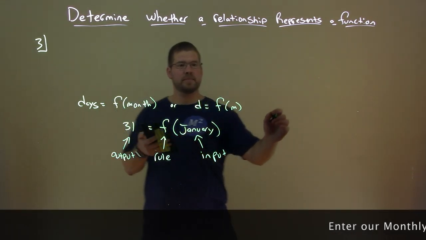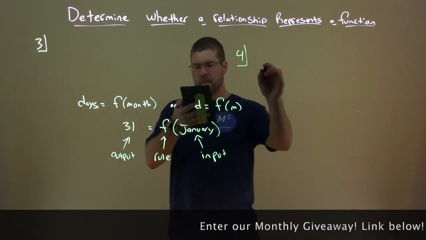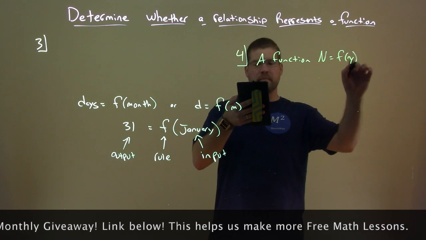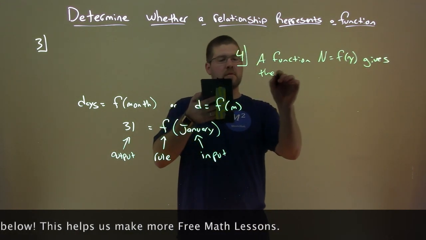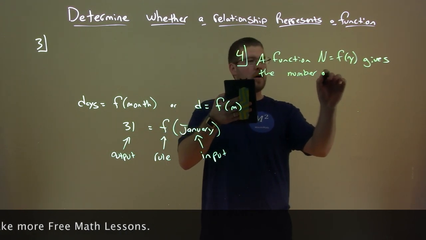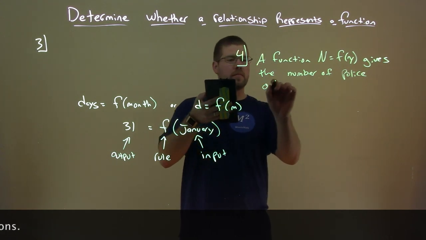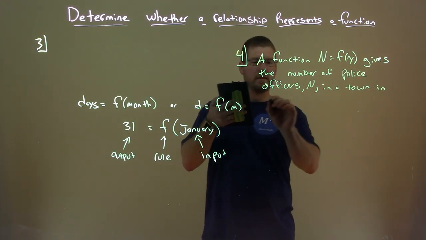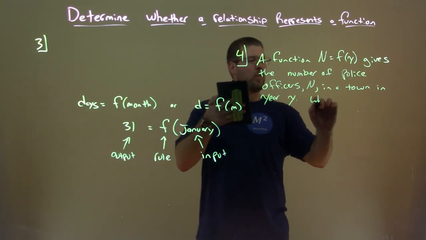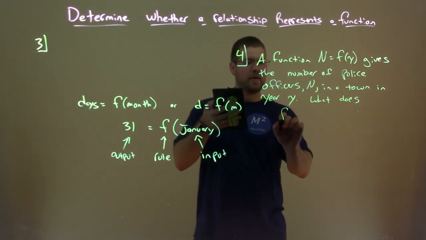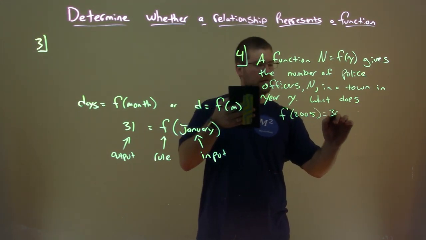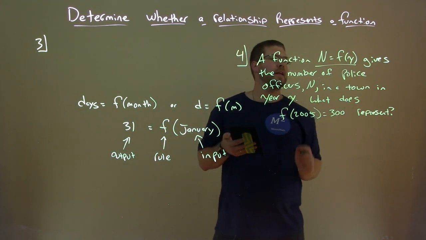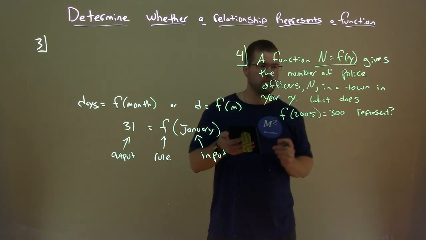All right, let's do another example here. Let's toss in number 4. A function n equals f of y gives the number of police officers n in a town in year y. What does f of 2005 equal 300 represent? Okay, so the function notation n equals f of y gives the number of police officers n in a town in year y. So what does this represent?